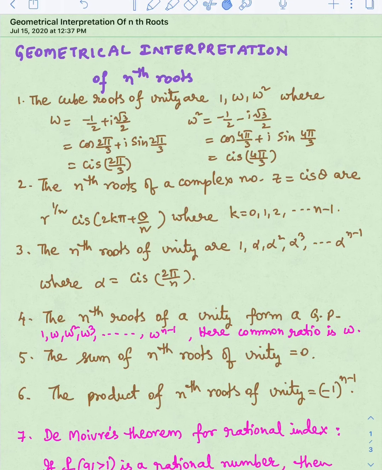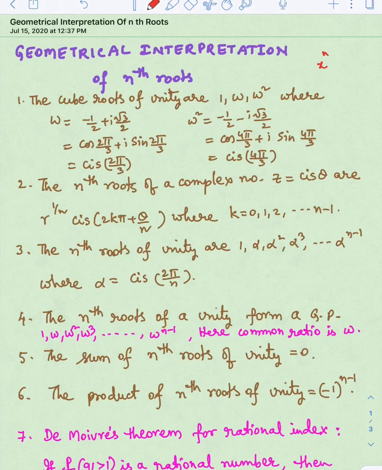Geometrical interpretation of nth roots. Cube roots of unity are 1, omega, omega square. There are 3 roots. They are 1, omega, omega square. 3 cube roots of unity. Unity means 1. That is 1 power 1 by 3.